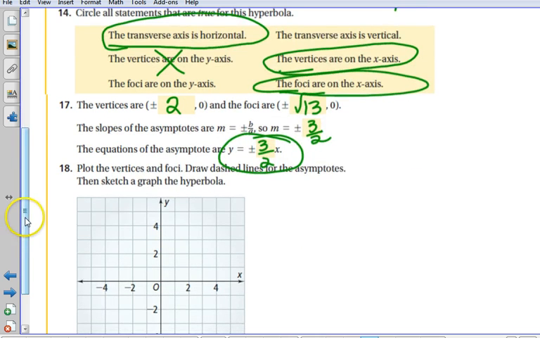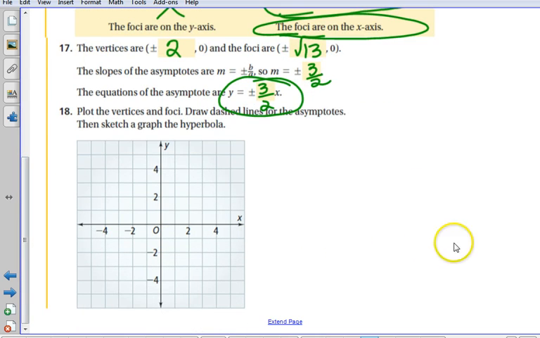Okay, sketch it. I want to walk around and see everybody has done this. This is 10B. And then answer the question at the bottom.